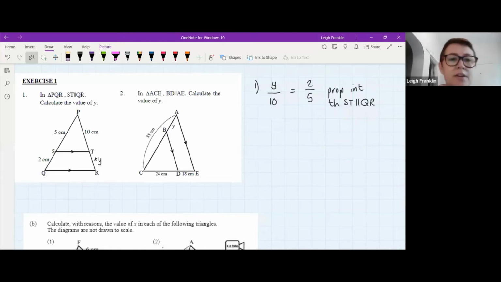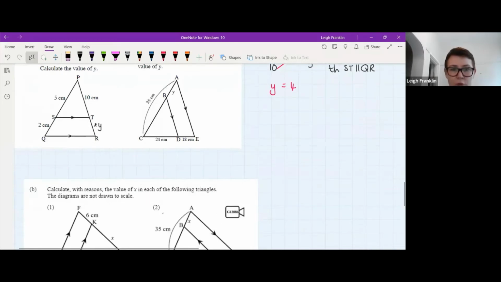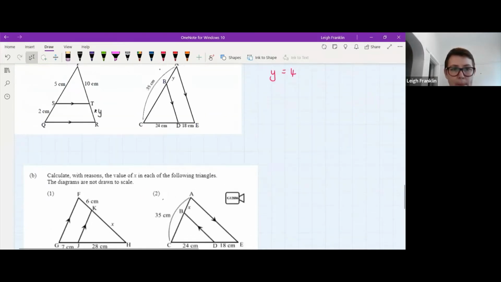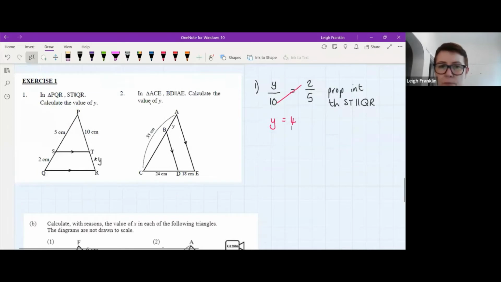And now, super easy, if you recall from the last time, we want to make y the subject of the formula. So now we can just cross multiply 10 and 2 together. So that means that y is going to be equal to 10 times 2 is 20 divided by 5 is 4. Super, super easy. Okay, is everybody okay with that? Any questions? No, ma'am. Okay.